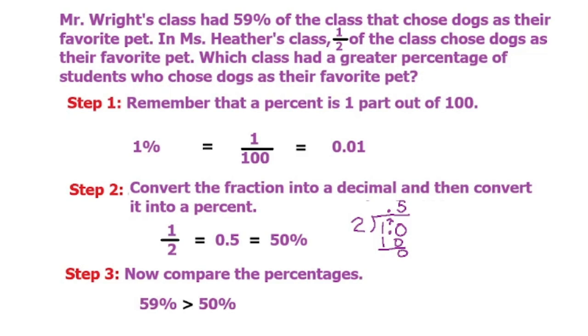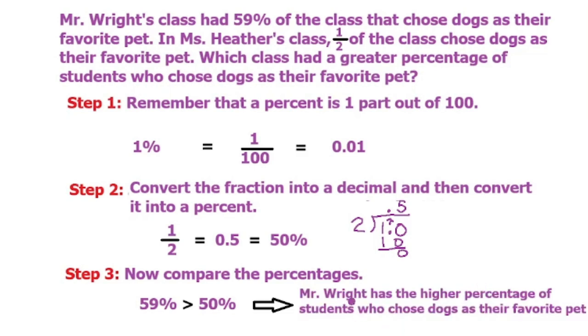So now we can compare 59% we know is greater than 50%. So Mr. Wright has the highest percentage of students who chose dogs as their favorite pet.